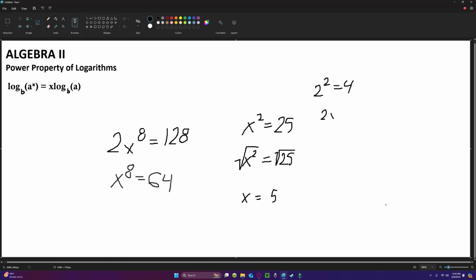So if we have a square root, basically, if I have the square root of 25, it's asking what number multiplied by itself, because it has to be 2, what number multiplied by itself gives you 25? And the answer is 5.